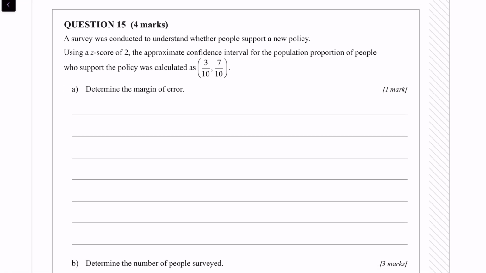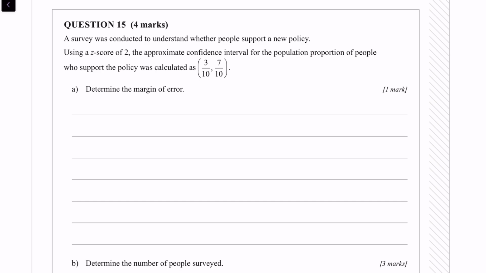Here I think it was quite simple as well. So question 15, 4 marks. A survey was conducted to understand whether people support a new policy. Using a z-score value of 2, the approximate confidence interval for the population proportion of people who support the policy was calculated as 3/10 and 7/10.